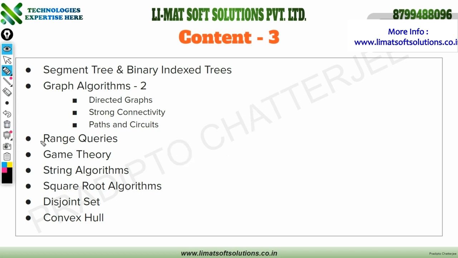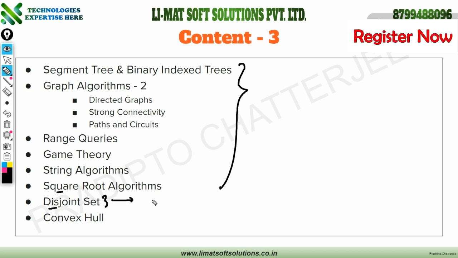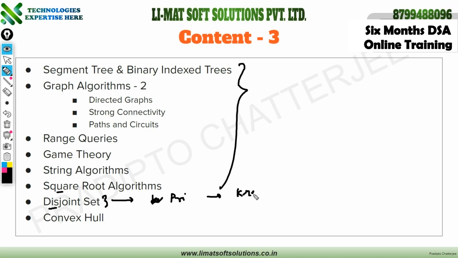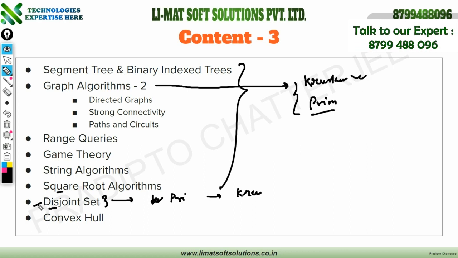All right, so this is overall the content. Square root algorithms are also there. Disjoint set, I'm going to cover this when I will be talking about Kosaraju's, Prim's, after Prim's algorithm, when I will be talking about the Kruskal's algorithm in graph theory. In graph theory, I will be talking about Kruskal's algorithm and also Prim's algorithm. So when I talk about Kruskal's algorithm, there I am going to discuss the disjoint set.